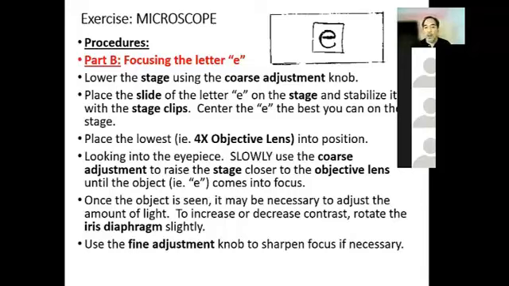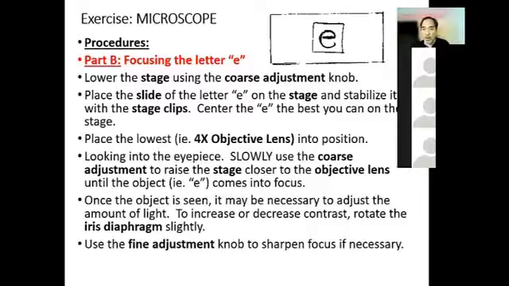Now the lowest objective is going to be used, so you're going to use the scanning objective. Whenever I say scanning objective, that's the low power objective. Look into the eyepiece and slowly use the coarse adjustment. Since you're using the lower objective lens, you can use the coarse adjustment. But if you go higher, to the medium and high power objectives, you can never use the coarse adjustment. Use the coarse adjustment, and when it becomes clear, try to use the fine adjustment.